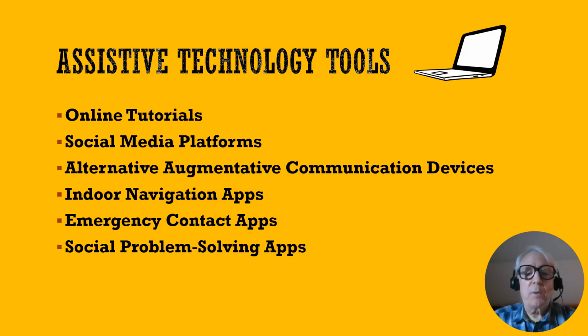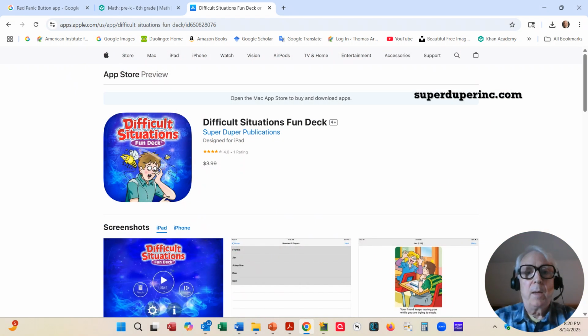Finally, we have social problem-solving apps. Here's a very inexpensive app called Difficult Situations Fun Deck. It's an assistive technology tool consisting of a series of flashcards which pose potentially stressful situations and how to cope with them. For example, a stranger tells you your sister has been hurt in an accident and he asks you to get in his car. So basically, what do you do?